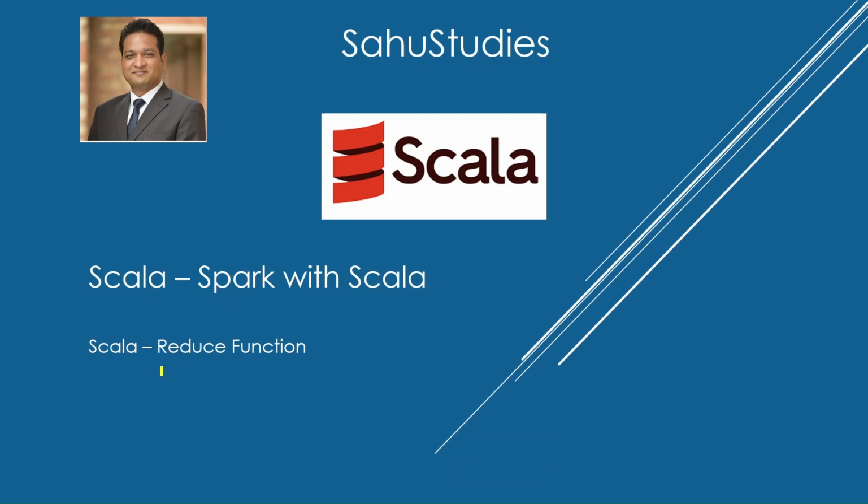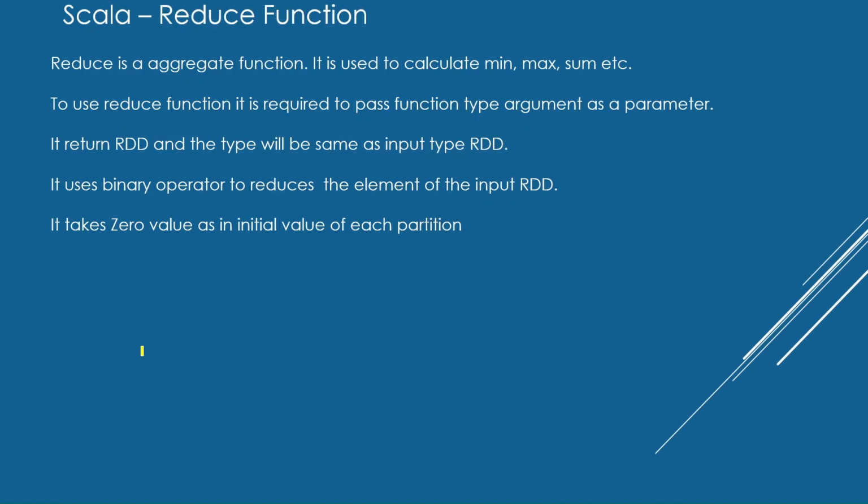In this video, I am going to discuss how the reduce function works in Scala. So what is the reduce function? Reduce is an aggregate function. It calculates min, max, sum, etc. Whenever there is a requirement to do any kind of aggregate calculation on top of an RDD, we can use reduce.